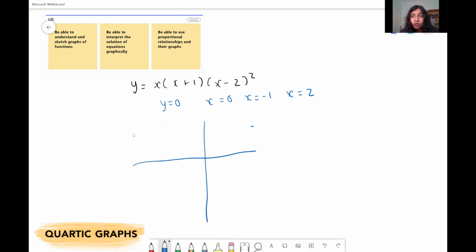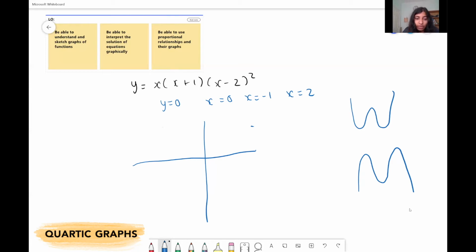And quartic graphs can either look something like this, or something like this, or some kind of version of that. But it always starts from really positive, and then it should end as positive as well. And that is if the x to the power 4 is positive. If it's got a negative sign in front of it, it would start off going from the bottom all the way upwards, and it would end going in the negative direction but upwards.